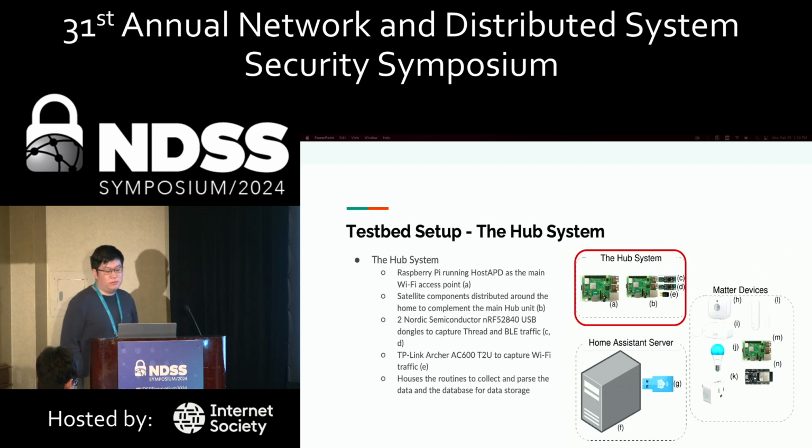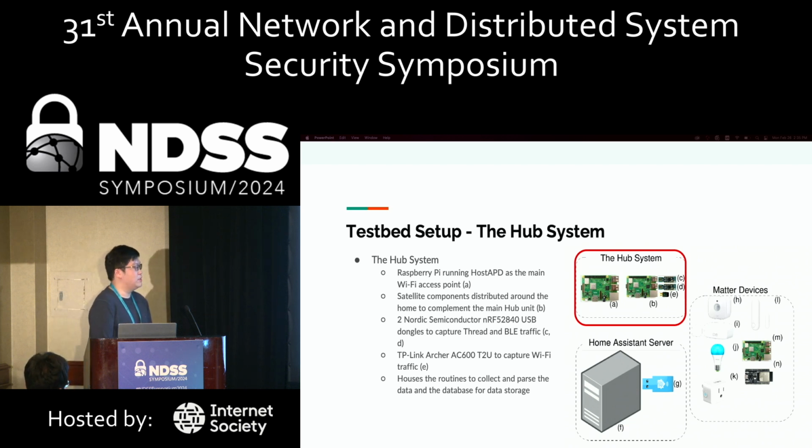The hub system is envisioned as a futuristic but unifying interface to monitor and control smart devices in the testbed. We currently use a Raspberry Pi running hostapd as the main Wi-Fi access point, and we distribute satellite components around the lab or home to complement the main hub unit. This allows us to extend the coverage of network traffic analysis and capturing.